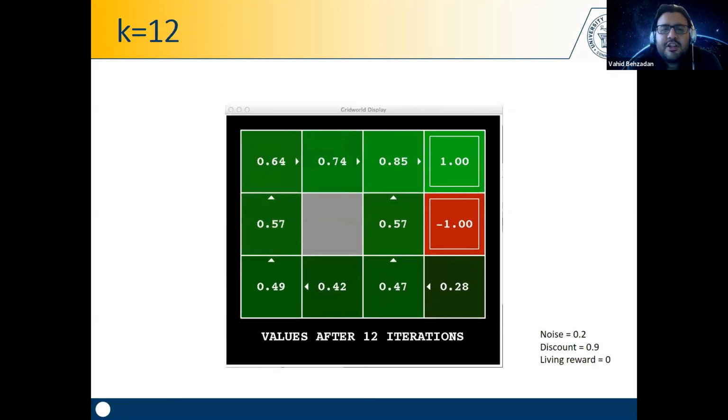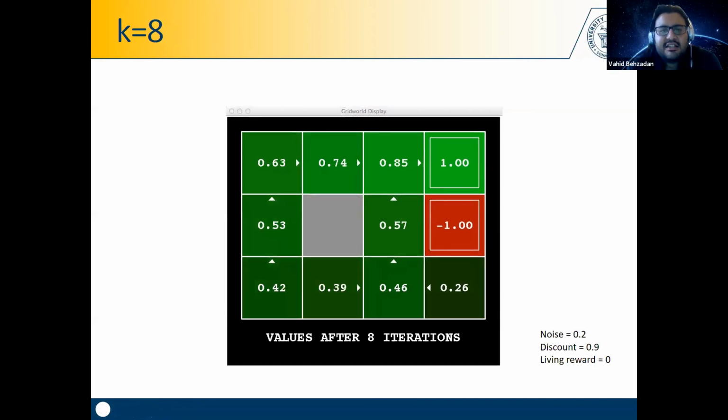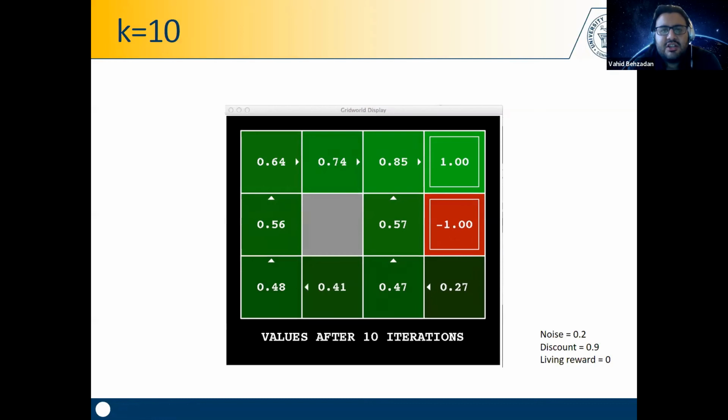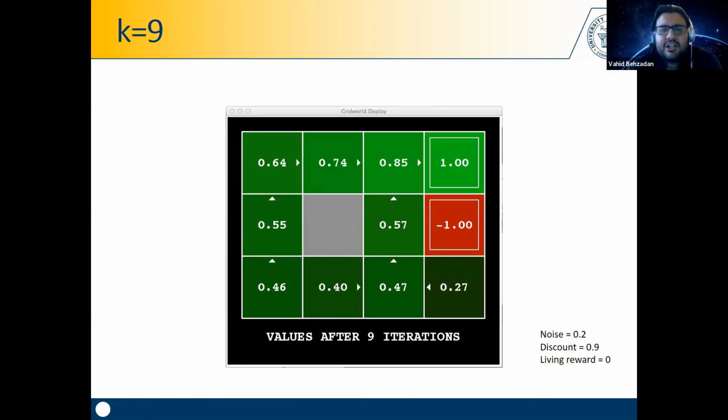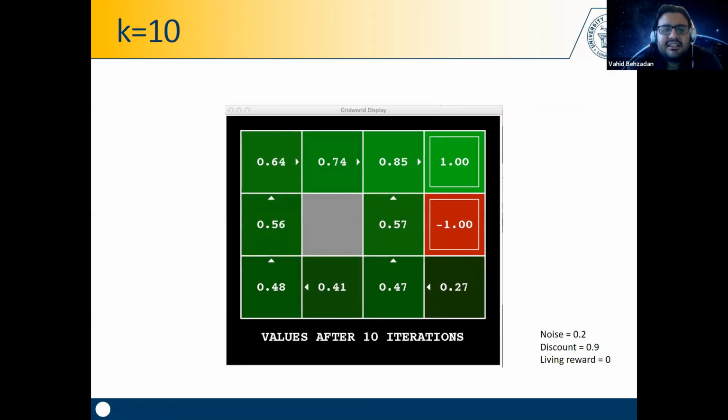One more thing to note is we now have the policy here. These arrows are essentially the policy. These arrows are the actions prescribed by the policy. You can see that from the 9th iteration or the 10th iteration, they don't change all the way to the 100th iteration. So we could have stopped this value iteration process after 10 iterations.